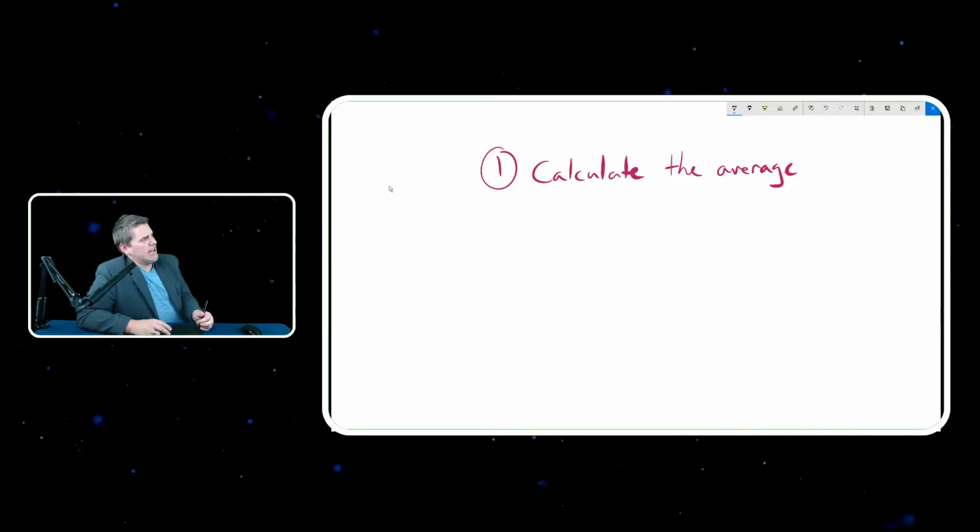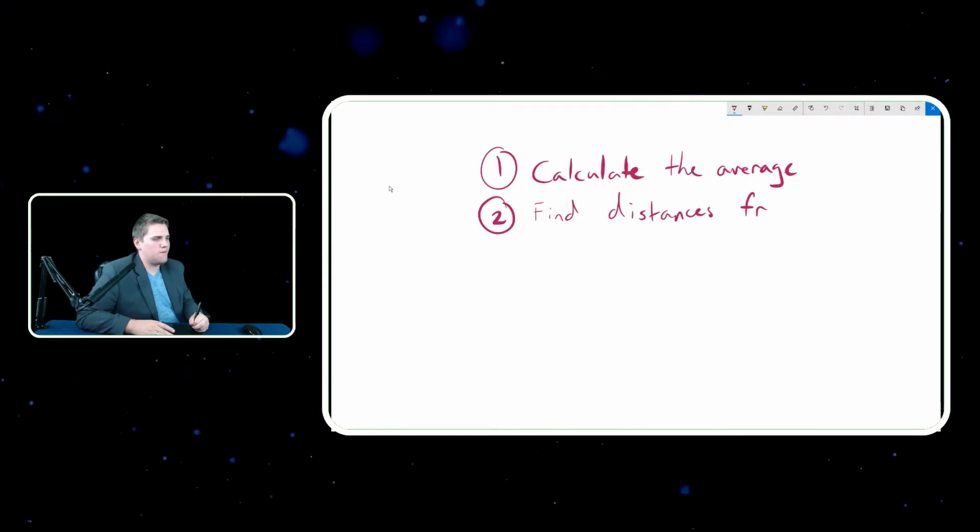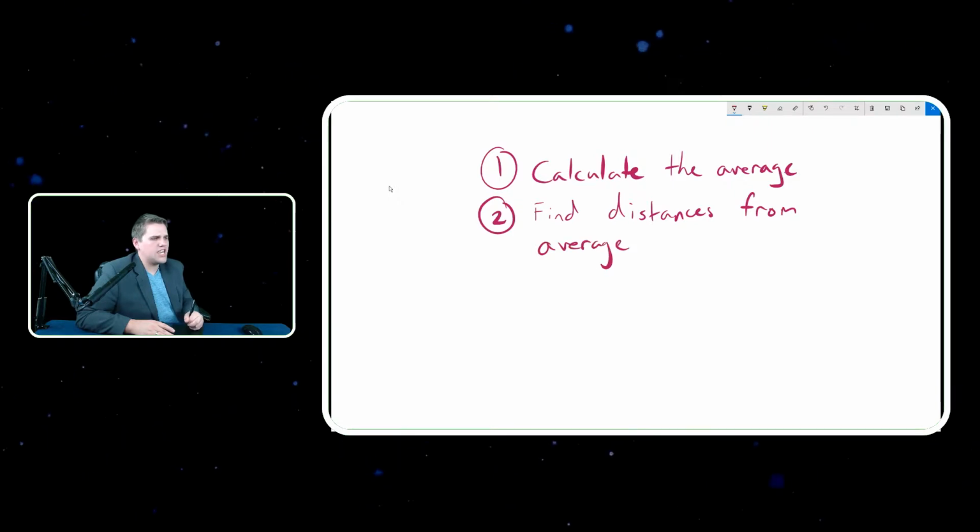Okay, well, I can't really do that. I can calculate the proportion, like the 50%. So I guess 50%. Maybe I could put that there. What's the second step? The second step was find the distances from the average. Yikes, you know what?